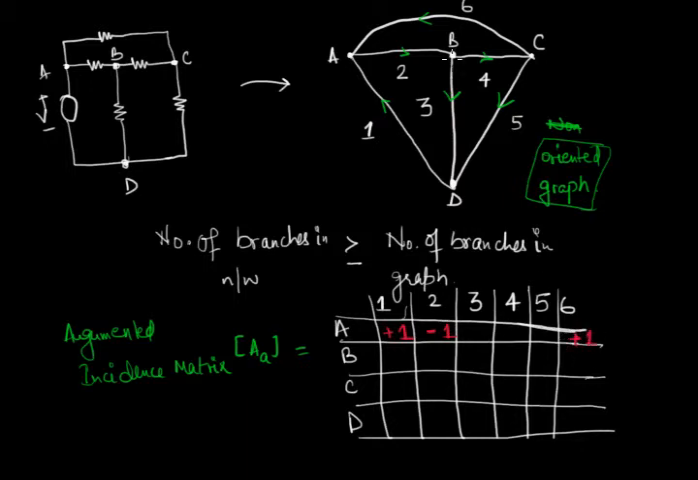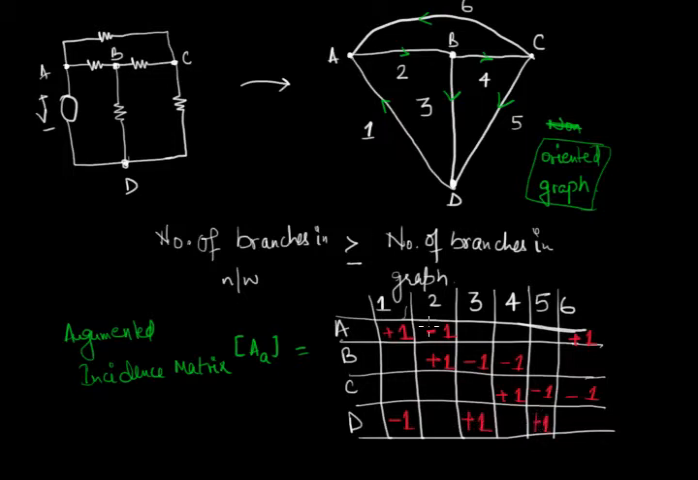For node B, branch 2 is entering, and 3 and 4 are leaving. For 2 it is entering, that is positive, and 3 and 4 are negative, leaving. For node C, 4 is entering and 5 and 6 are leaving. And for the last node D, 1 is leaving, 3 is entering and 5 is entering.